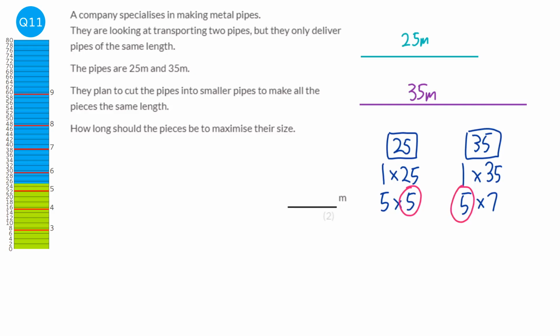cut all of these pipes into 5 meter pipes. So 1, 2, 3, 4, not to scale, and then 7 of these. So 1, 2, 3, 4, 5, 6, and so there's 7 in total. So each of these are 5 meter long, and there's no wastage. And that's the longest we can make the pipes for there to be no wastage at all. So my answer is 5 meters.